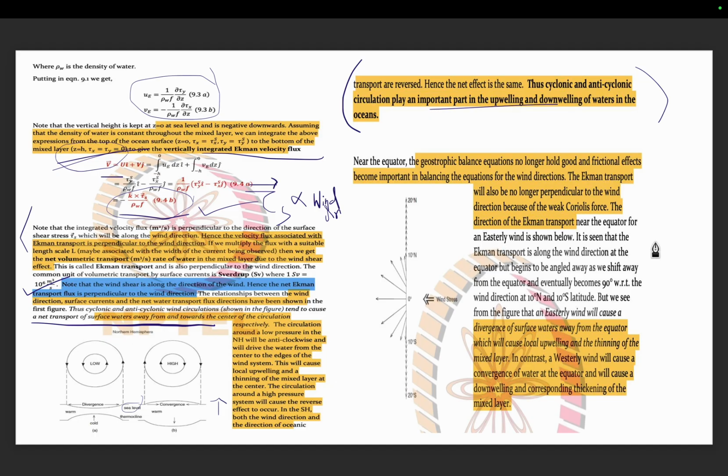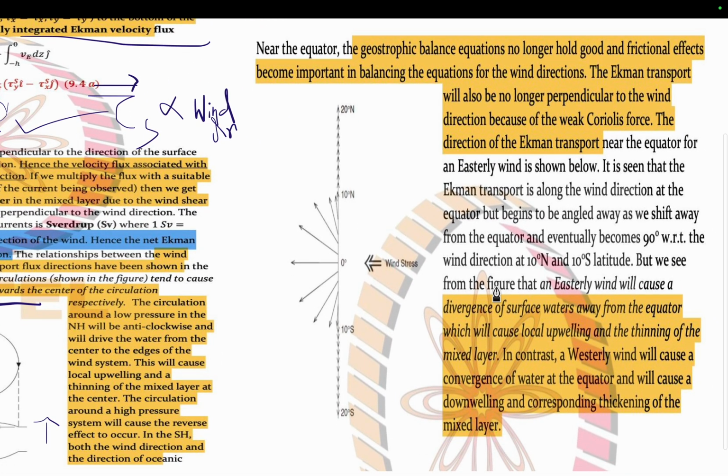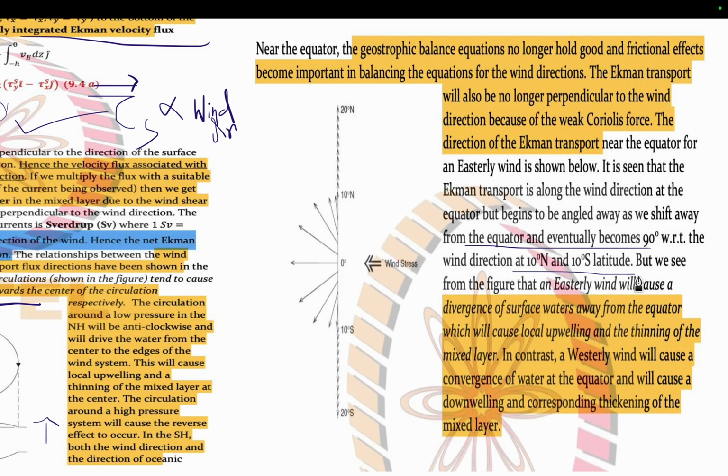The direction of Ekman transport near the equator for the easterly wind is shown below. It is seen that the Ekman transport is along the wind direction at the equator, but begins to be angled away as we shift from the equator, and eventually it becomes 90 degrees with respect to the wind direction at 10 degrees northern or southern latitude.